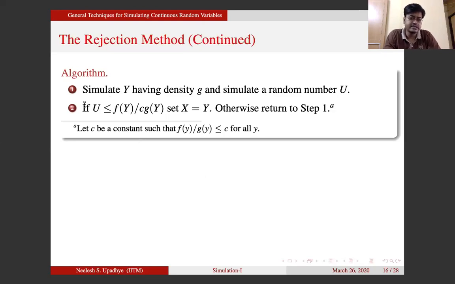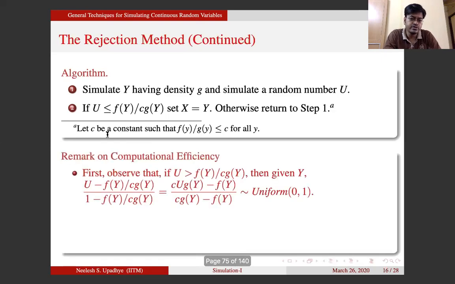So suppose in some iteration, it so happens that U is greater than f(Y) by c g(Y). Then according to this algorithm, it is a waste. You go back, again simulate a random variable Y and simulate a random number U. But with some finer observations, you can see that since you have already simulated Y, you have the realization of Y. You have seen that after simulating U, you are not landing in the zone U less than or equal to f(Y) by c g(Y). That means you will reject this.